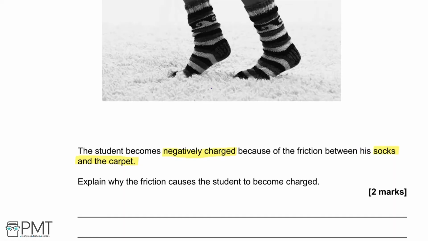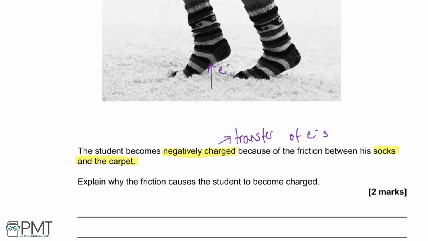So we need to understand that in order for them to become negatively charged, there needs to be a transfer of electrons. This is because electrons are negatively charged. We also need to understand for our second point that this transfer happens from the carpet to the boy. Before this transfer, the boy was neutral. He had no charge because we know that atoms are neutrally charged.